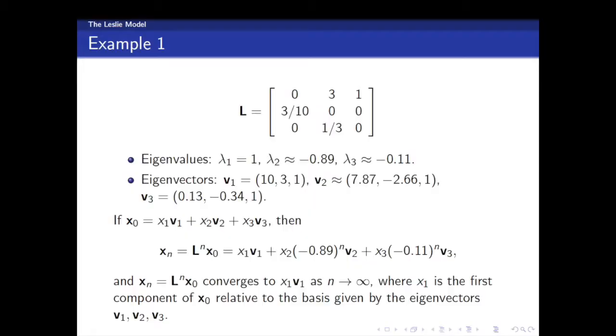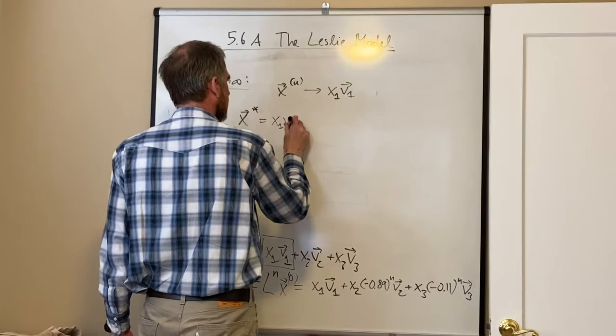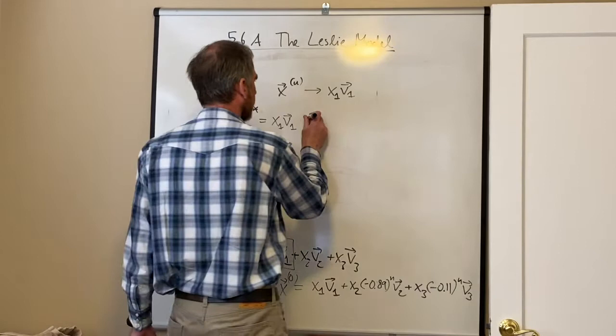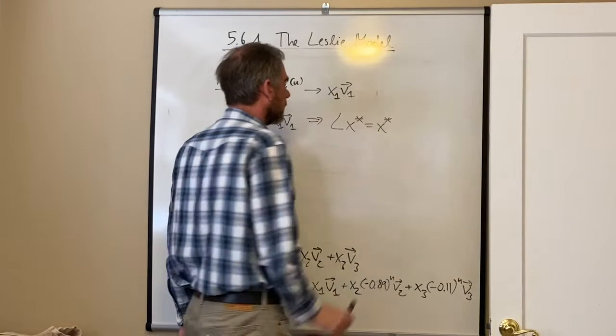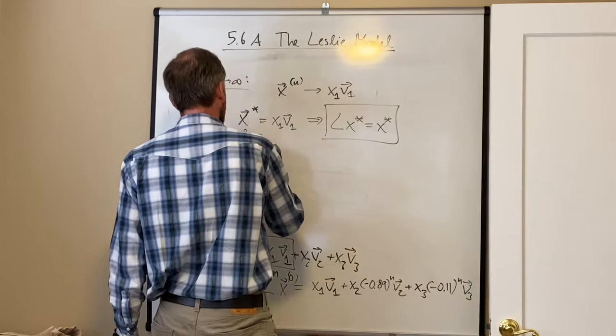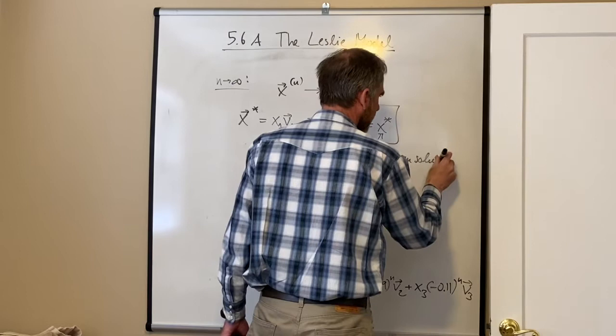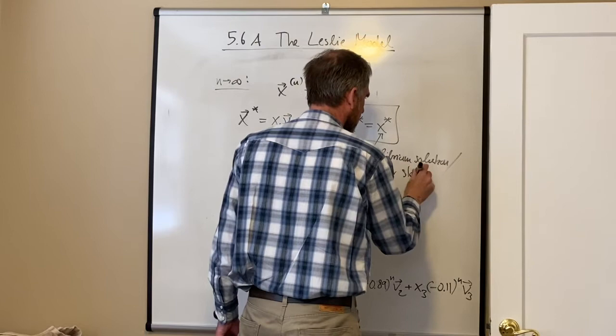So we see that what happens here is that we have this X star vector. If I let X1 V1 be the X star vector, then I have two things. If I apply L to X star, it stays what it is. And this is what we call, so if that's the case, we have that X star is an equilibrium solution or a steady state of this discrete linear dynamical system.